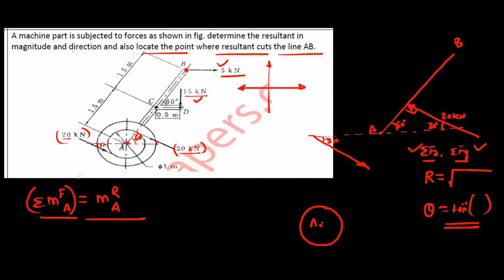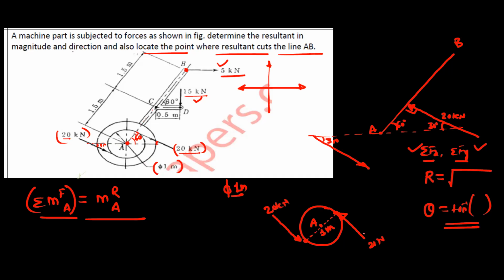So this is your point A. We need the moment about the point A to find the left hand side. So we have the same forces. This is 20 kilonewton and this is 20 kilonewton, and this is the distance between the two forces. That distance is given, this is phi 1 meter. The meaning of phi 1 meter is phi is the diameter. So for this circle, the diameter is 1 meter. So the distance between these two points is 1 meter.